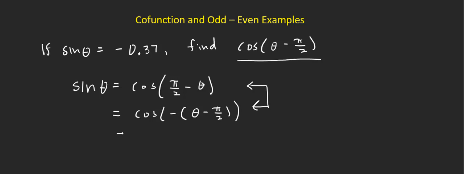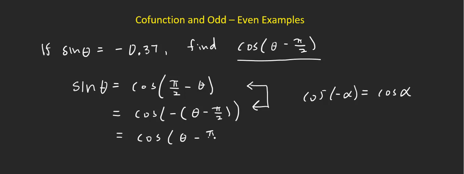Now, remember, cosine of negative alpha will be, since cosine is even, cosine of negative alpha is cosine of alpha. So this cosine of negative quantity theta minus pi over 2 will be cosine of theta minus pi over 2. Now, this is what we're looking for. What is sine theta? Sine theta is negative 0.37. Therefore, the answer is negative 0.37.